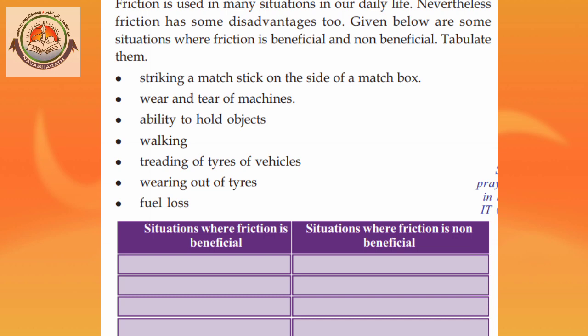Friction is used in many situations in our daily life. Nevertheless, friction has some disadvantages too. Given below are some situations where friction is beneficial and non-beneficial. Tabulate them as situations where friction is beneficial and situations where it is non-beneficial.